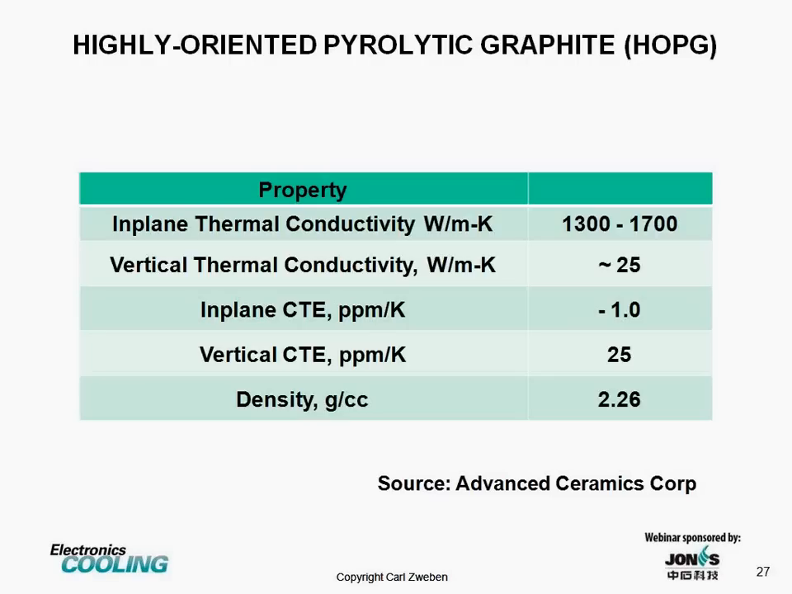There are a number of trade names for this material. In-plane thermal conductivities up to 1,700 watts per meter Kelvin, and that's over 4 times the value of copper. Again, vertical thermal conductivity is low, only about 25. Negative in-plane CTE, positive vertical CTE, and low density compared to aluminum.